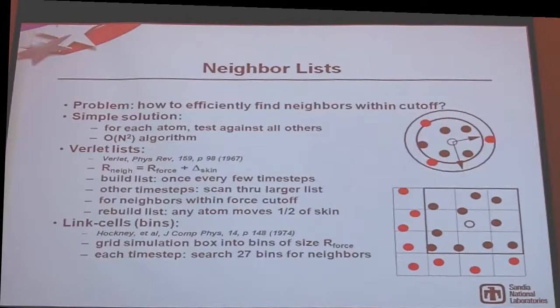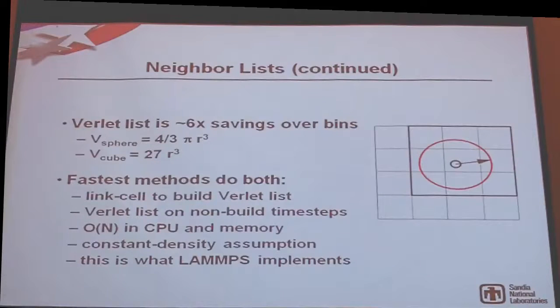Another idea would be just to divide your computational domain up into bins, three-dimensional grids. And then you only have to search the 27 bins within your cutoff radius, in the cube within your cutoff radius at every time step. And so which of those ideas would be better, a Verlet list or a linked cell? What do you think? Well, if you just think about a sphere inside versus a cube, obviously the sphere is going to be smaller because we're doing a spherical cutoff, and so a Verlet list is about 6 times faster, just looking at it that way. But really the fastest method is a combination of the two.